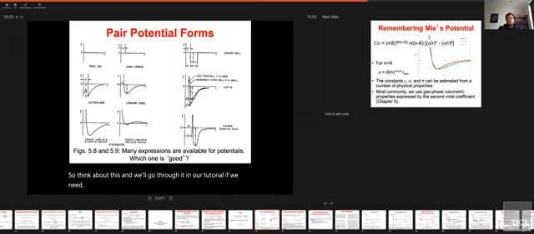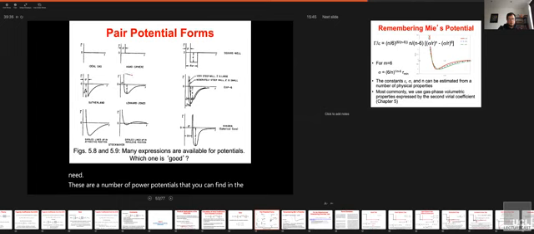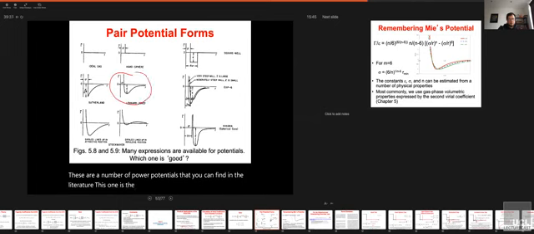Now, these are a number of pair potentials that you can find in the literature. This one is the Lennard-Jones potential that we discussed earlier. So the 12-6 form of the Lennard-Jones potential looks like that.